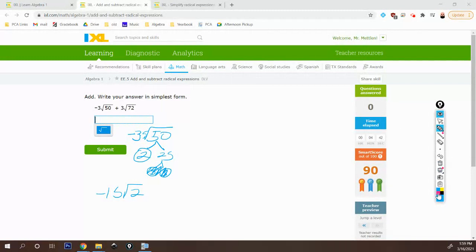All right, let's switch colors here for this other one. So now I've got 3 and the square root of 72. So we're going to break down 72. That's 2 and 36. That's 6 and 6. That's 2 and 3.